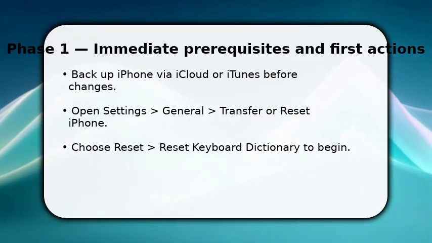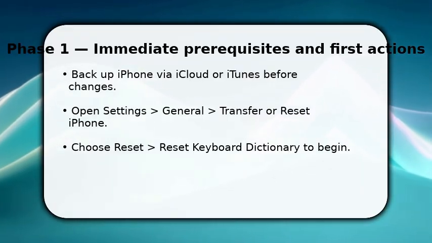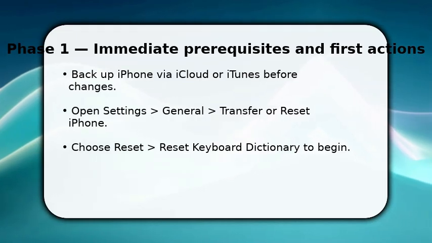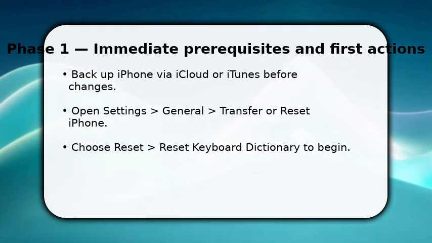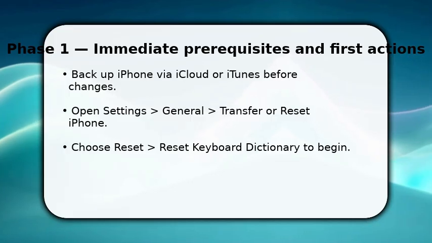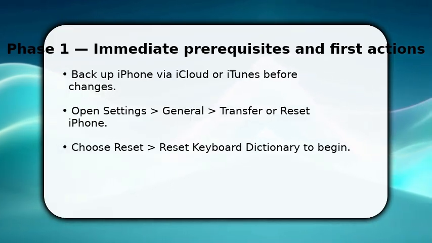You may be prompted for your passcode. Do that and confirm the reset. This clears Autocorrect's learned entries, so you're starting fresh. Make sure you understand this affects only the keyboard dictionary, not contacts or full device settings.